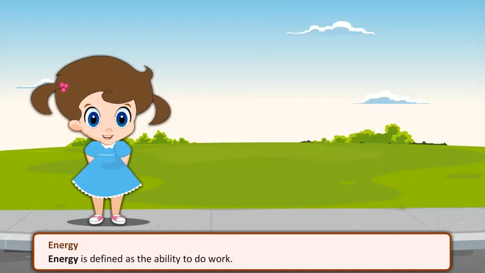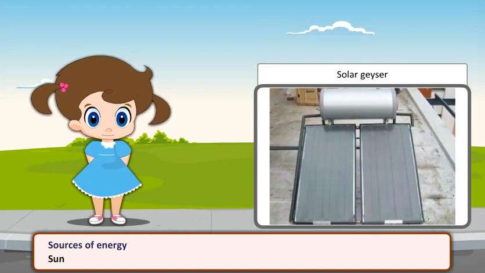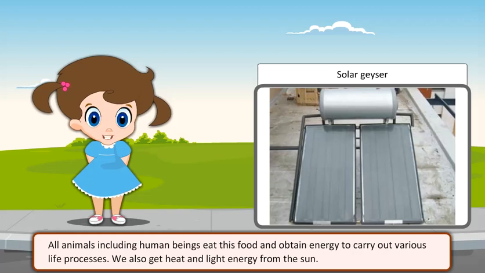Energy. Energy is defined as the ability to do work. There are various forms of energy such as heat, light, sound, mechanical, electrical, chemical, and magnetic energy. Energy can change its form easily. Sources of energy. Sun. The energy obtained from the sun is called solar energy. Green plants trap the solar energy and make food. All animals, including human beings, eat this food and obtain energy to carry out various life processes. We also get heat and light energy from the sun.